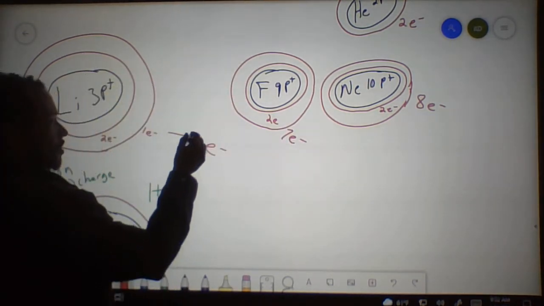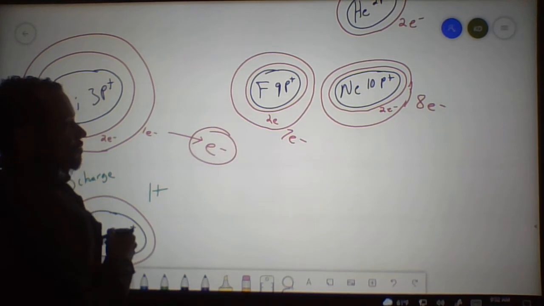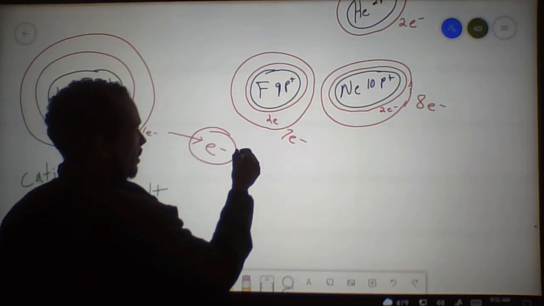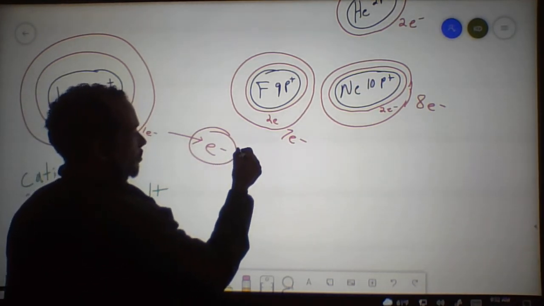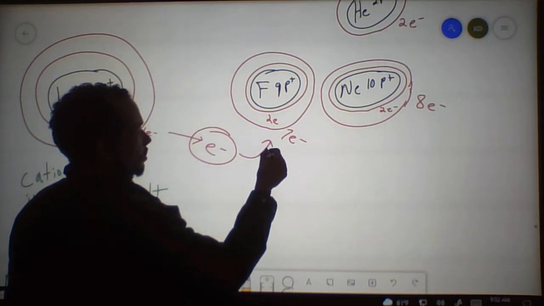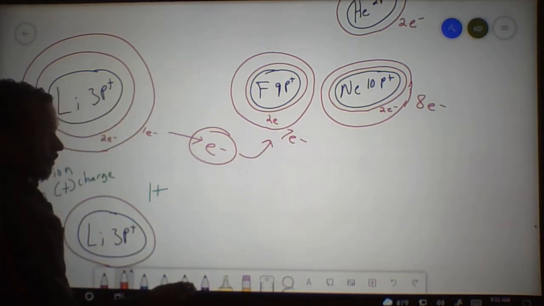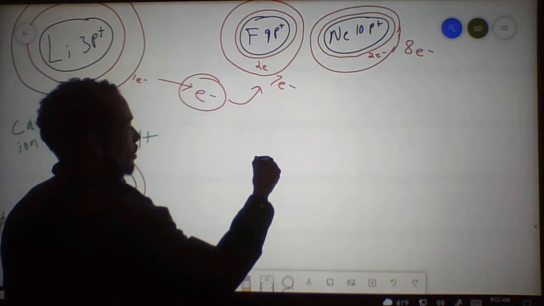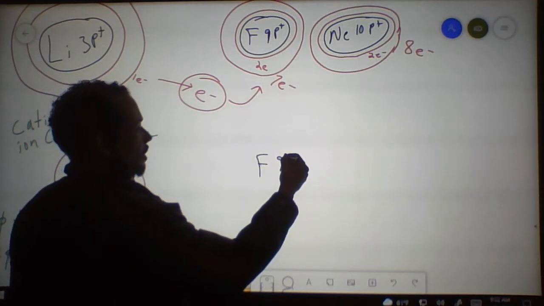So look here. Oh, lithium just happened to kick 1 out. So let's take that electron that's floating around in the universe. Could have been any electron. And we'll give that to fluorine. So now, fluorine, we're still going to have 9 protons.